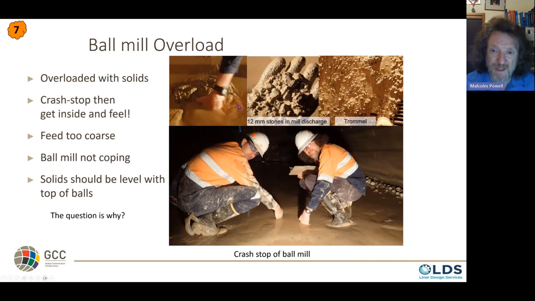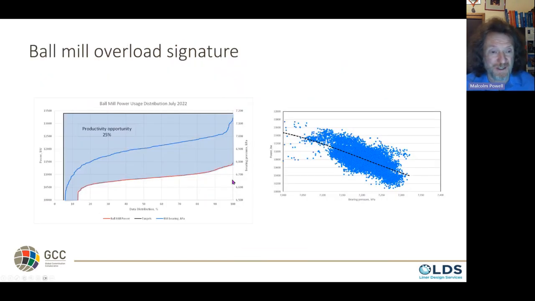And you look inside and look at these rocks. These are in the discharge of the mill. There's this thick slurry and pebbles in the mill. It should be clean. There should be water on top, that's okay, but it should be clean with the surface of the balls. This is overloaded with rock and it pushes down the power.